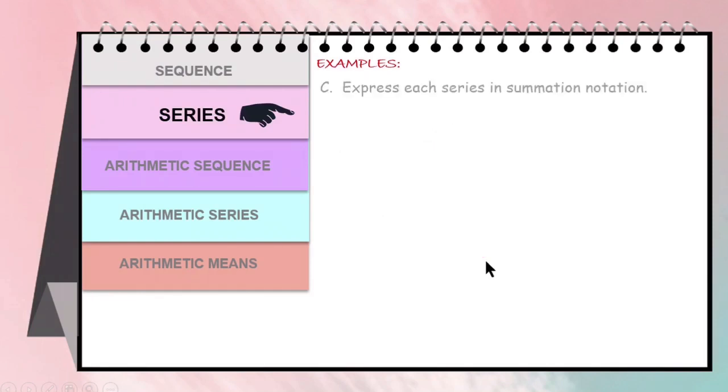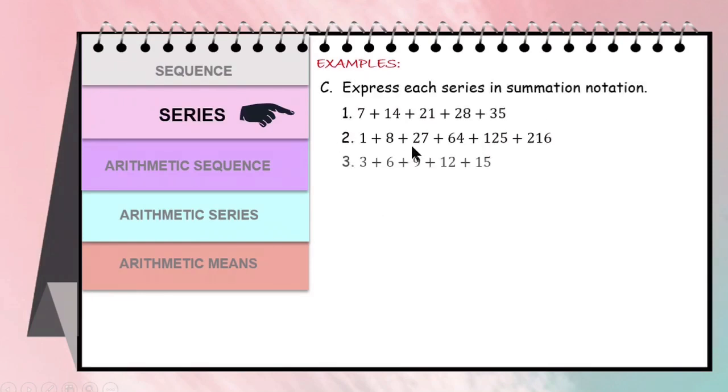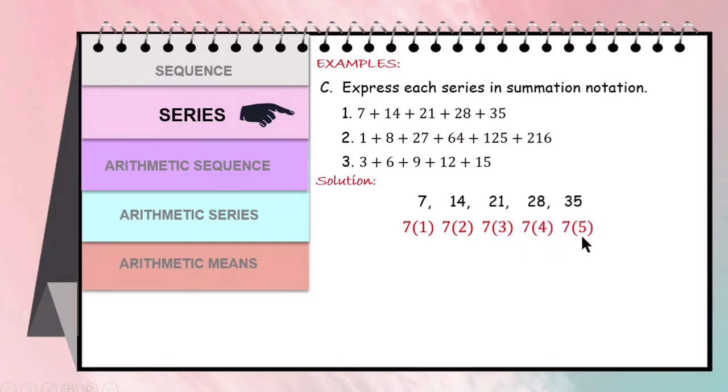Letter C. Express each series in summation notation. Now, to determine the summation notation of this series, we first need to find the rule or the general nth term or the mathematical expression of this sequence. Number 1, we have 7, 14, 21, 28, 35. We get these values by multiplying the counting numbers by 7. 7 times 1 is 7, 7 times 2 is 14, 7 times 3 is 21, 7 times 4 is 28, 7 times 5 is 35.